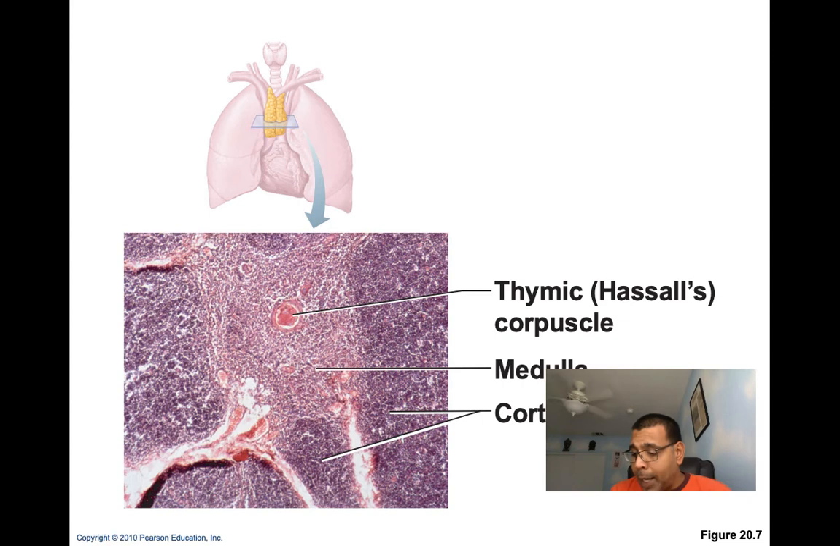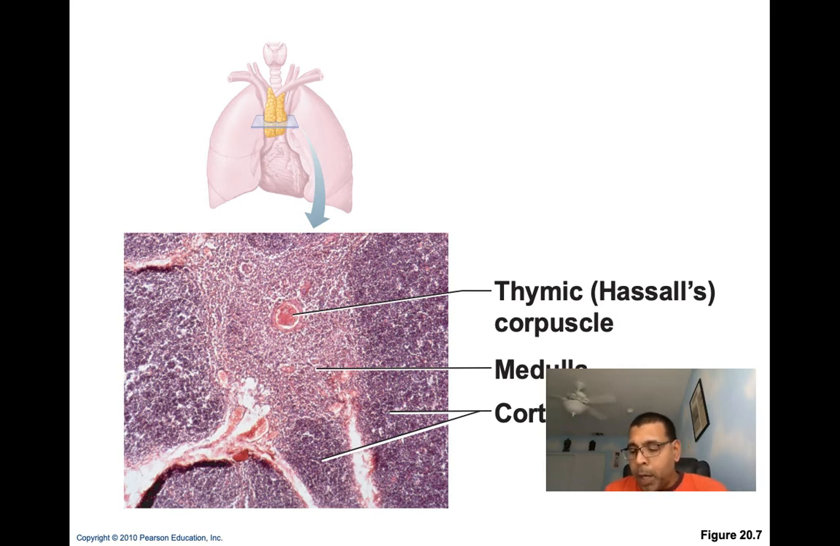Now, when we talk about the tissue of the thymus, you can see it has no follicles because it lacks B cells. And it has, you can see here, thymic corpuscles.